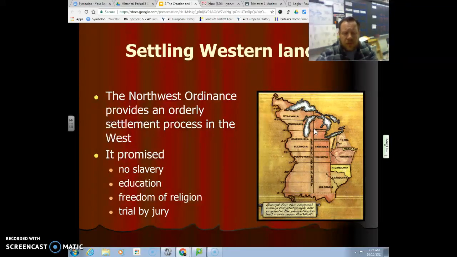Because remember, before, the only thing that people wanted to get out of this whole revolution was land. And so it said that there would not be slavery west of this line. Whoops, okay, that'll change down here. It promised education, with one section of each 6-square-mile township going to education. There's freedom of religion out here. There'll be no religious requirements, and there'll be trial by jury for everybody.